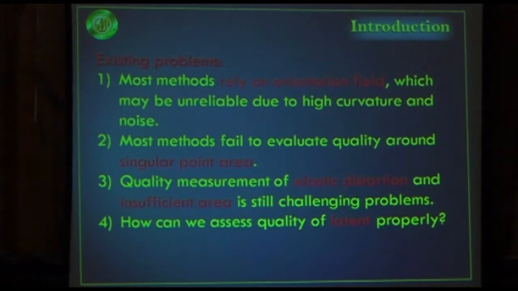So, the existing problems. First, most methods rely on the orientation field, which may be unreliable due to high curvature and noise. Second, most methods fail to evaluate the quality around the singular point area. Third, quality measure of elastic distortion and insufficient area is still a challenging problem. And fourth, how can we assess the quality of latents properly? At this point, we attack the first and the second, not the third and the fourth, because it's still in the dark, and we try to find the light from that.